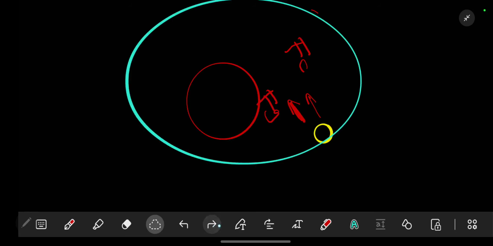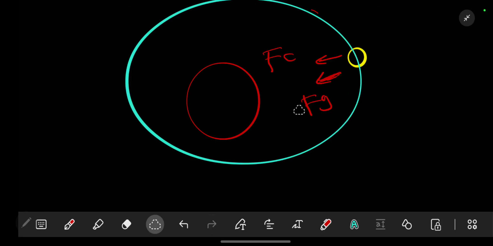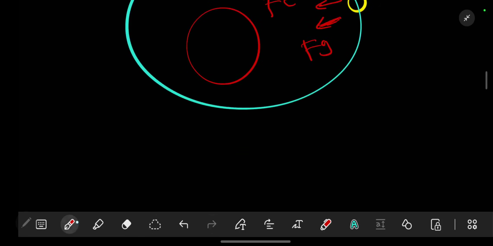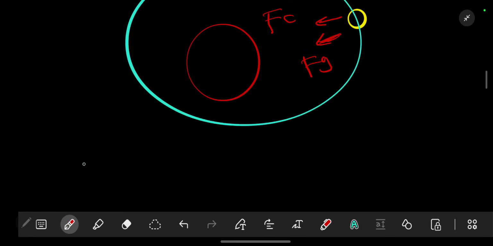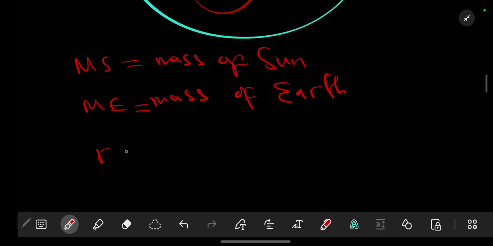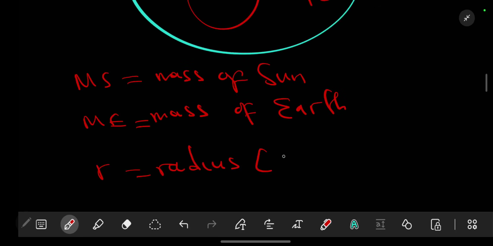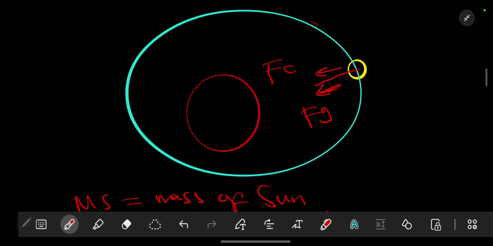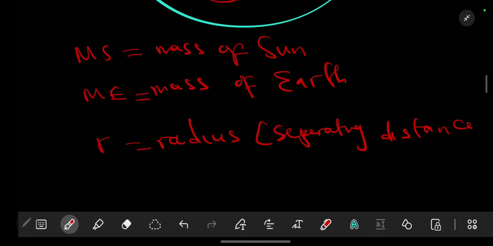So with that said, we can equate the two, the centripetal force and the gravitational force. So we can say, in this case, let's say ms is the mass of the sun, then me is the mass of the earth, then let's say r is the radius, which is the separating distance. So from the center of the earth to the center of the sun, that is the radius, the separating distance.